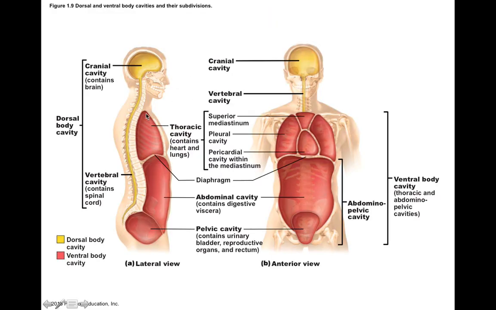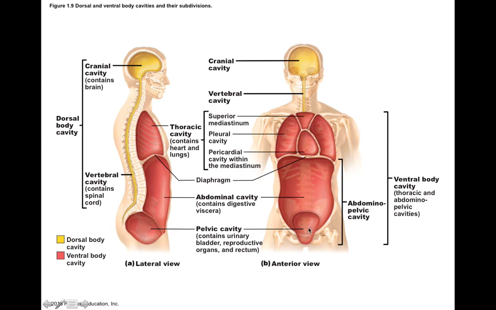So just to summarize this, remember all of this in red is the ventral body cavity, which can be subdivided into thoracic and abdominal pelvic cavities. Remember, the thoracic cavity is separated from the abdominal pelvic cavity by the respiratory diaphragm. And then within the thoracic cavity, we actually have some subcavities, right? We have two pleural cavities on the side, each one containing a lung. We have the superior mediastinum, which contains your thymus, your esophagus, and your trachea. And then we have the pericardial cavity, which is still part of the mediastinum, that actually encases the heart.